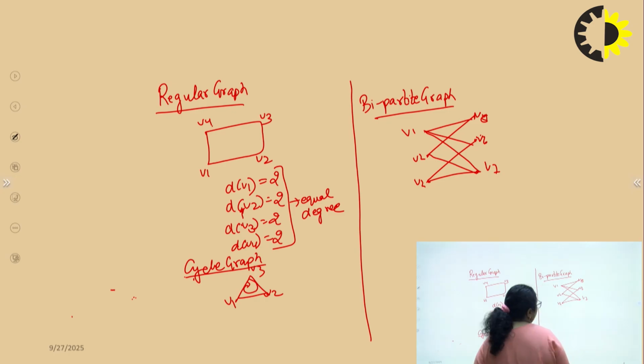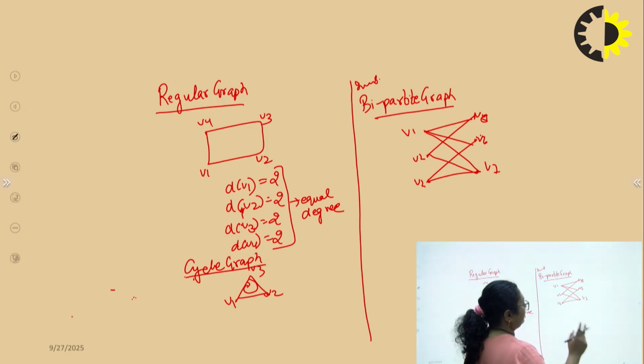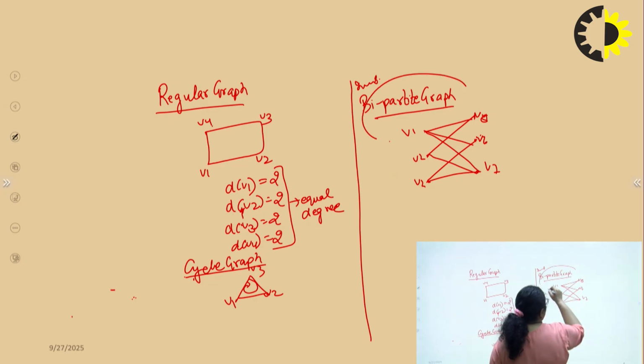So bipartite graph, it is an important one. If a graph is partitioned into two subsets and it is connected, it is a bipartite graph.